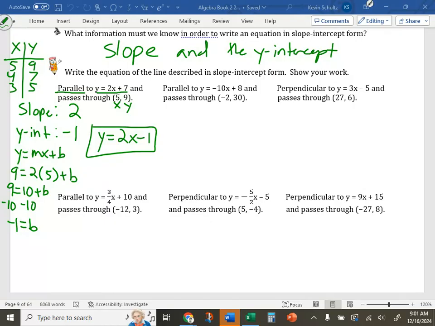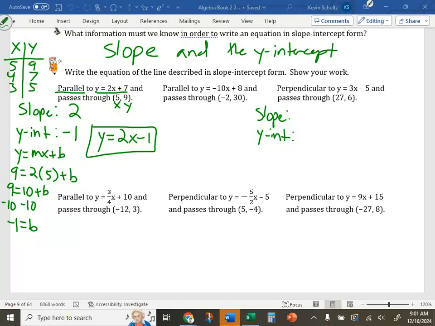Yeah, very good. All right, let's do the third one. Perpendicular to y equals 3x minus 5 and passes through (27, 6). Again, what do we need to write the equation of this line? We need the slope, and we need the y-intercept. Your line is perpendicular to y equals 3x minus 5. What slope will your line have? Christian? Negative 1 over 3.